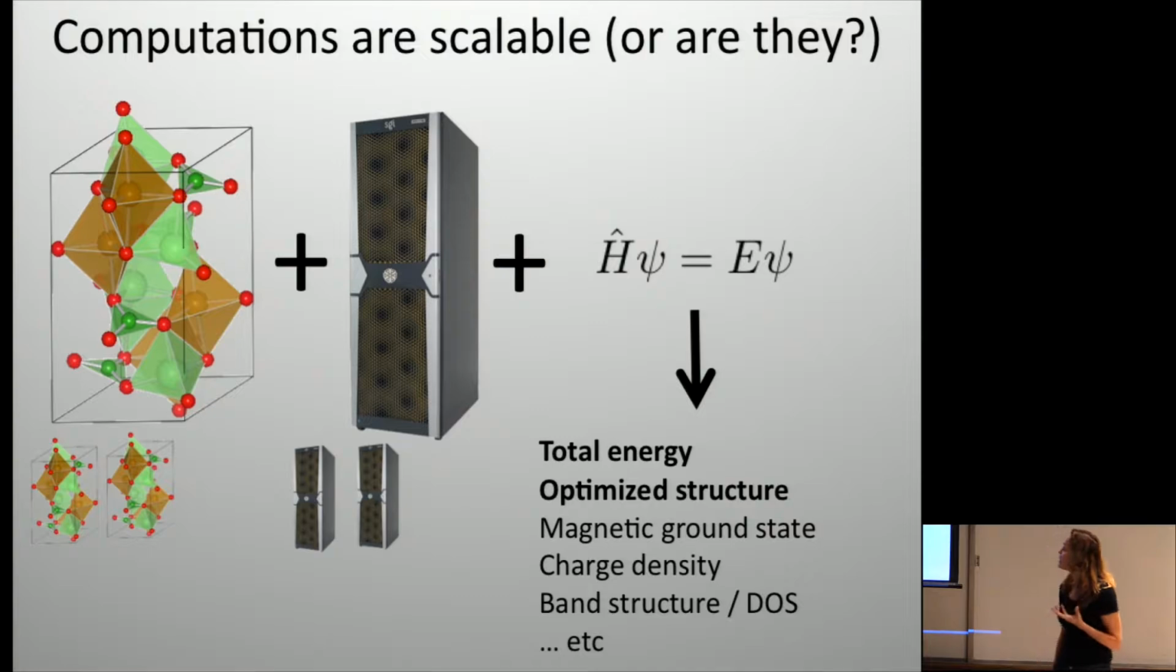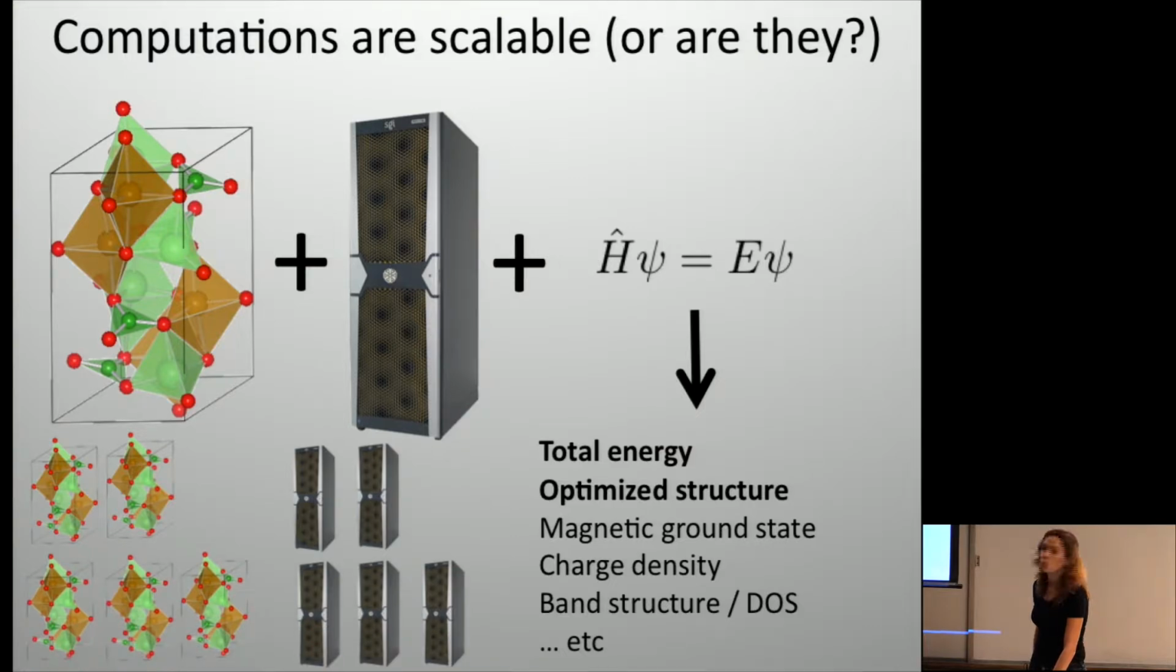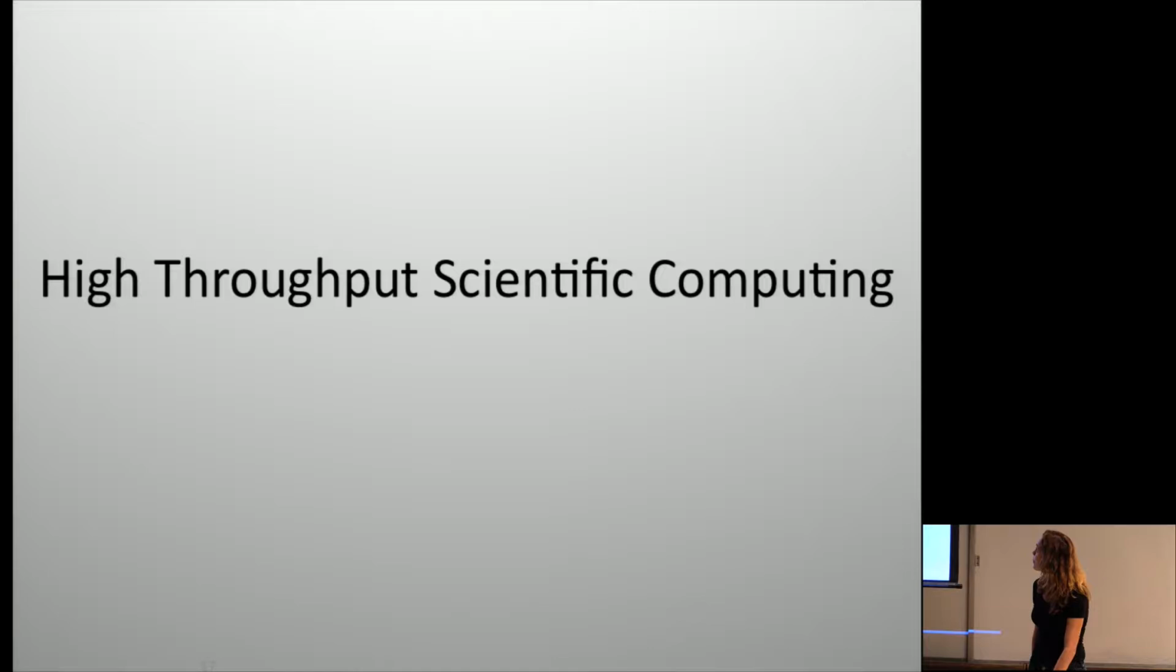And the idea is obviously, and you're in this parallelization course, that if we have one material on one computer, it takes a certain amount of time to calculate things like the total energy, the optimized structure, magnetic ground state, charge density. Now if I have twice the number of computers, I can do twice the amount of materials, and so on and so forth. So you can kind of see where I'm going with this.